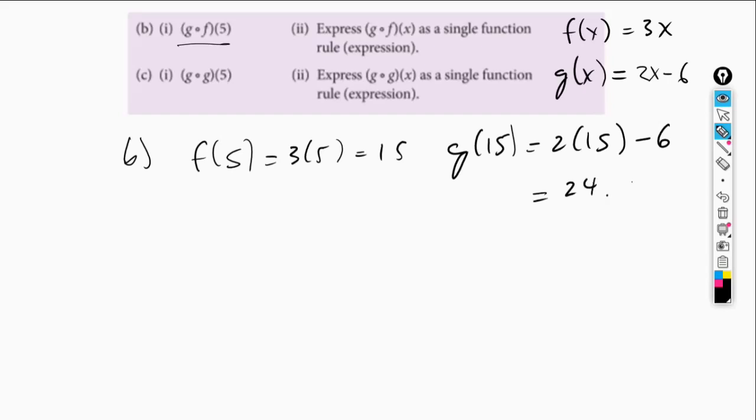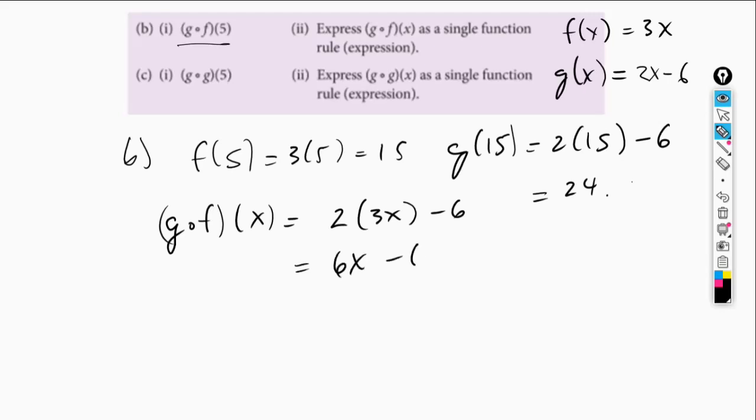Now they want us to do the same thing, but using it as a single function, or creating the single function, right? So this would be g of f of x, meaning plug in f inside g, right? So this would be 2 times, instead of x, we write 3x, 2 times 3x minus 6, and this is going to be 6x minus 6. Notice that if we plug in 5 directly here, we're going to get also 24.